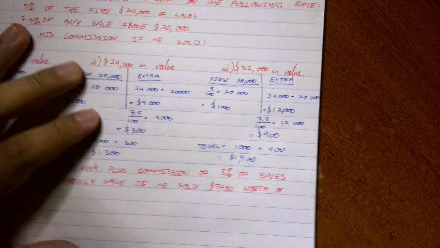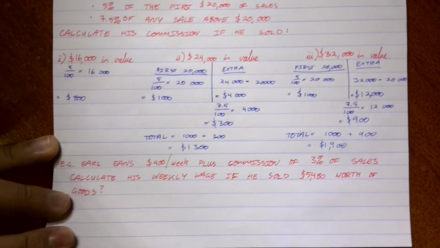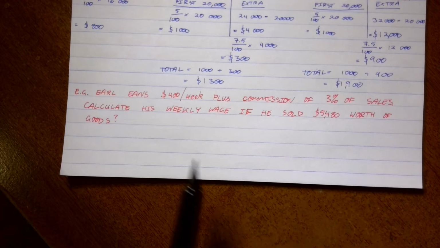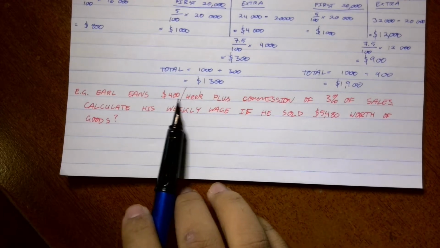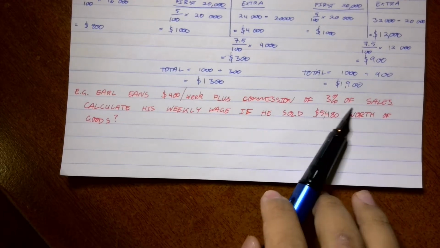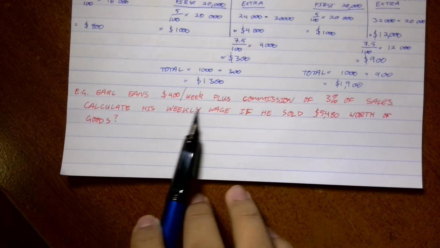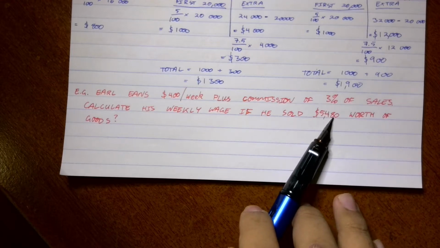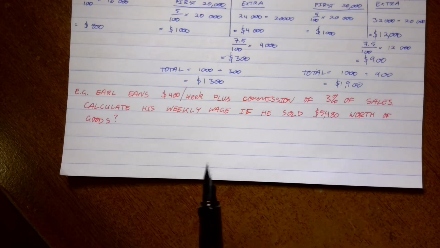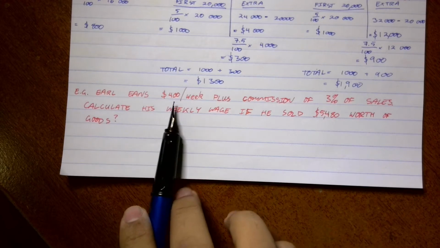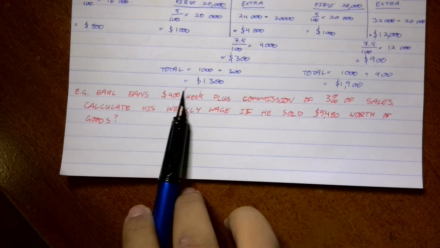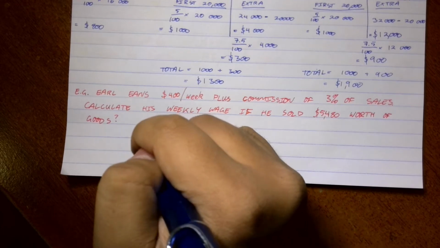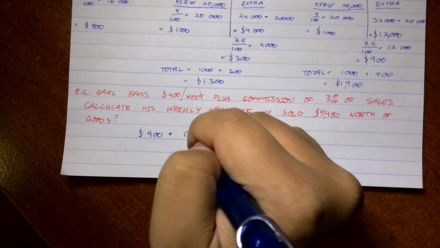Now, let's do one final example here where it's a mixed income. So Earl earns $400 a week plus 3% of his sales. Okay, so calculate his weekly wage if he sold $5,480 worth of goods. Well, that's nice and simple. He earns $400 a week. He earns $400 plus the commission.